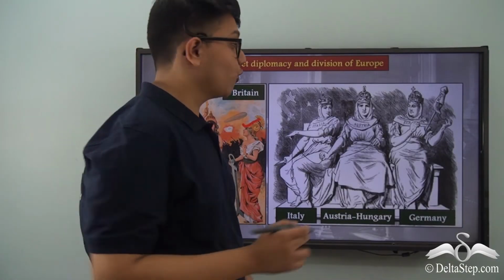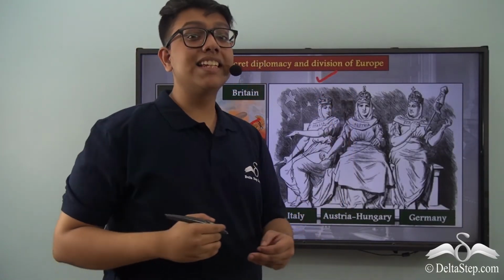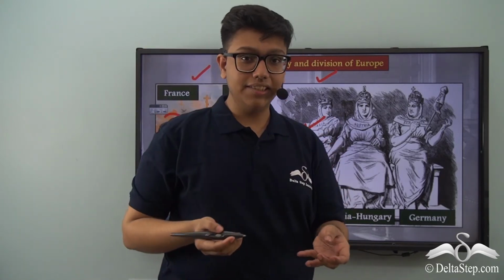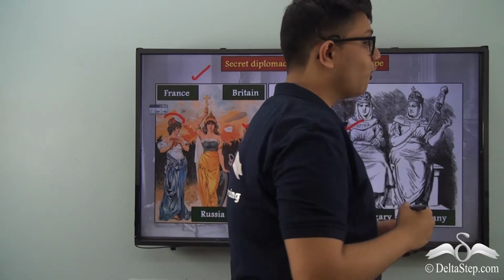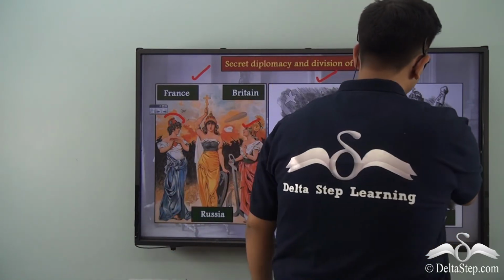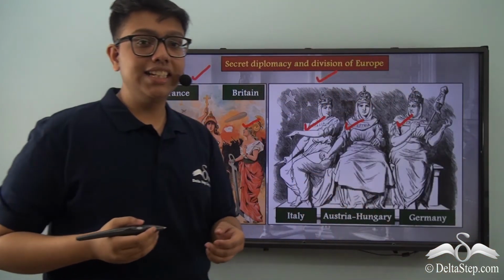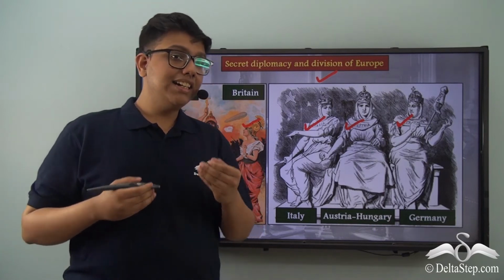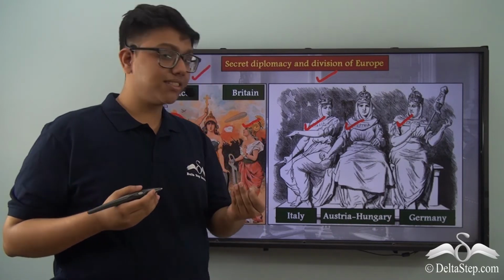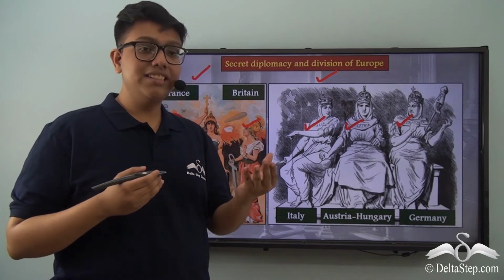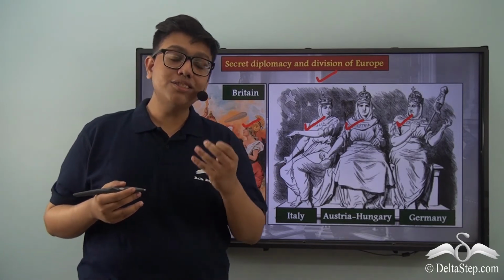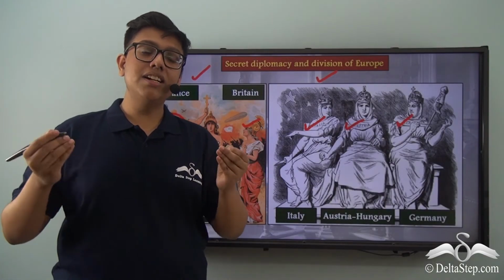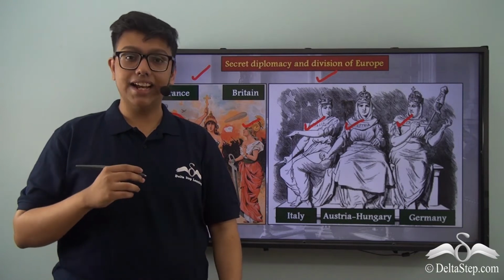In the second picture over here, we see a similar depiction of Italy as Italia, of Austria-Hungary as Austria, and of Germany as Germania. So over here we see that these three nations are again portrayed as three sisters, and they are coming together to form the Triple Alliance. And these three sisters are very similar to the sisters of fate in Roman mythology. So in both pictures, common cultural links are being used to justify these alliances.